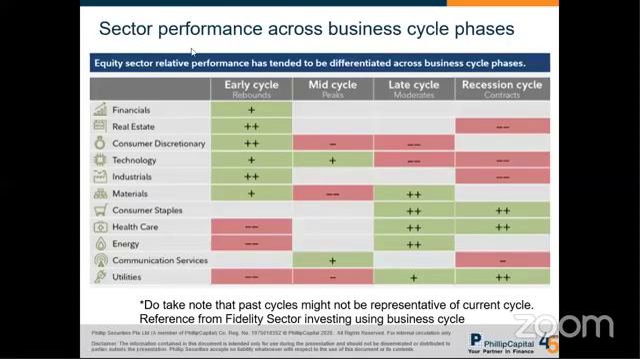So different sectors will actually perform differently across different business cycles. But do take note that the past cycle might not be representative of the current cycle, because the root cause of each recession might be different. For example, in 2000, it was the technology bubble. In 2008, it was due to subprime mortgage loans and the banking sector. Then in this cycle, it's due to the COVID virus that slowed down global activities around the world.